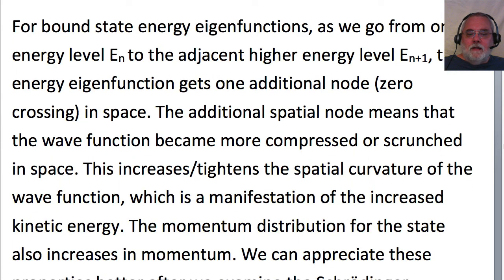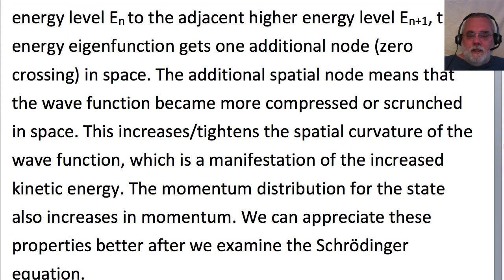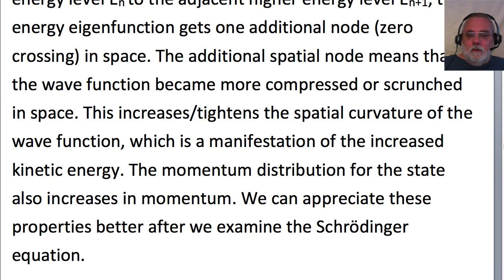For bound state energy eigenfunctions, as we go from one energy level, E sub n, to the adjacent higher energy level, E sub n plus 1, the energy eigenfunction gets one additional node, one additional zero crossing in space. The additional spatial node means that the wave function becomes more compressed or scrunched in space as we go up from n to n plus 1. This tightens the spatial curvature of the wave function, and that curvature is a manifestation of the increased kinetic energy. The momentum distribution for this state also increases in momentum. We can appreciate these properties better after we examine the Schrödinger equation.